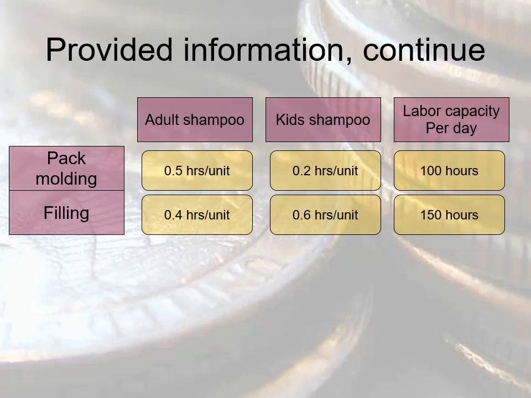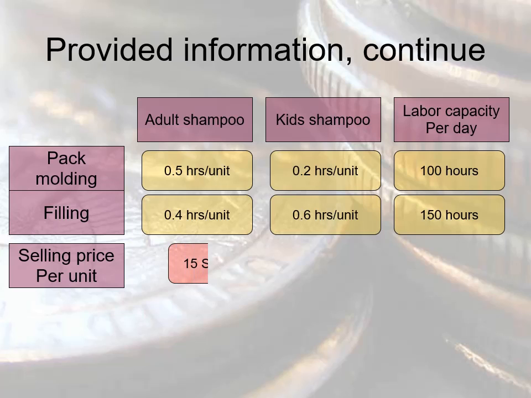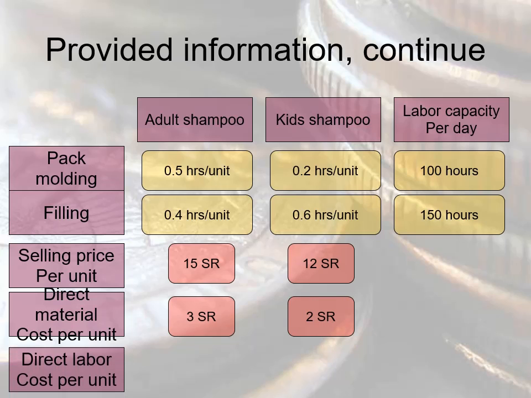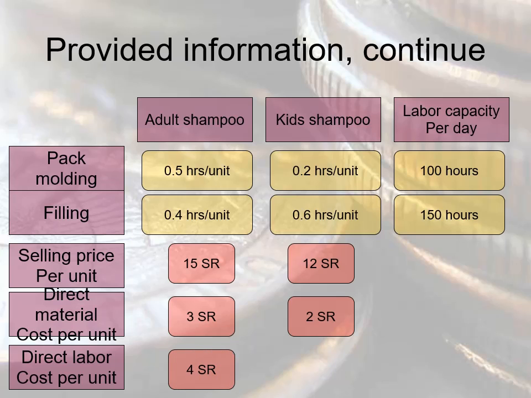The following information is also given: the selling price per unit of adult shampoo is equal to 15 riyal, and the selling price per unit of kids shampoo is 12 riyal. The direct material cost per unit for adult shampoo is 3 riyal, and for kids shampoo is 2 riyal. The direct labor cost per unit for adult shampoo is 4 riyal, and for kids shampoo is 5 riyal.